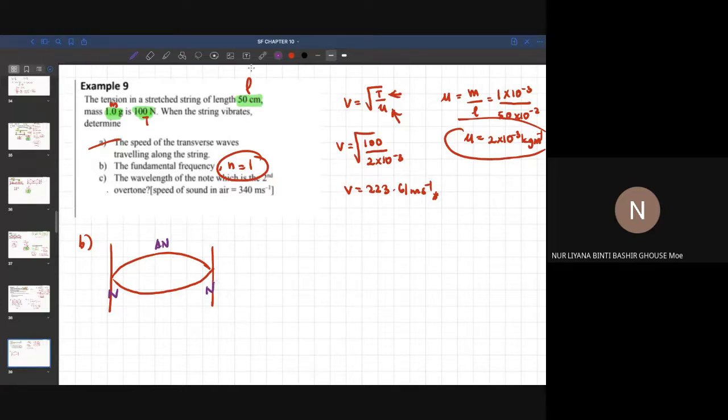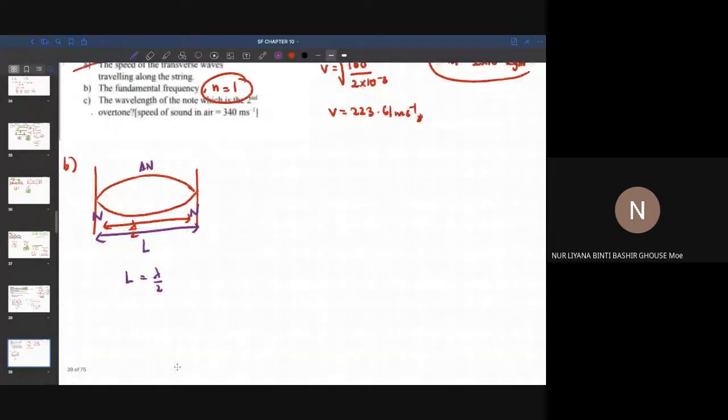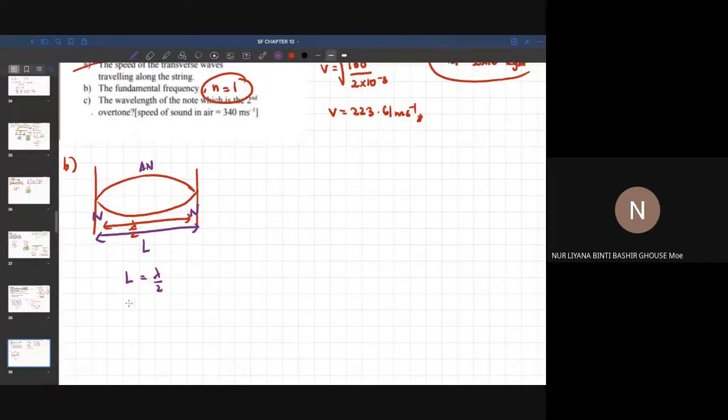Okay, and then kita label, then we know the length. Length adalah hujung sini sampai hujung sini. Length dia adalah 50 cm. And also daripada knot sampai ke knot adalah lambda over 2. So what we can do is kita boleh ambil L, kita akan samakan dengan lambda over 2. So bila kita darabkan dia, kita akan dapat lambda is actually equals to 2L.